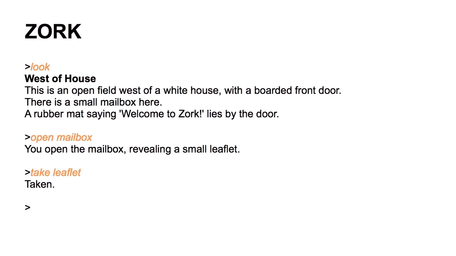A classic example of this kind of game is Zork, which was initially released in the late 70s and commercialized in the 80s. Here's an example transcript of gameplay early on in the game. Here the player enters the look command to see a description of the current location and interacts with some of the objects in the world.